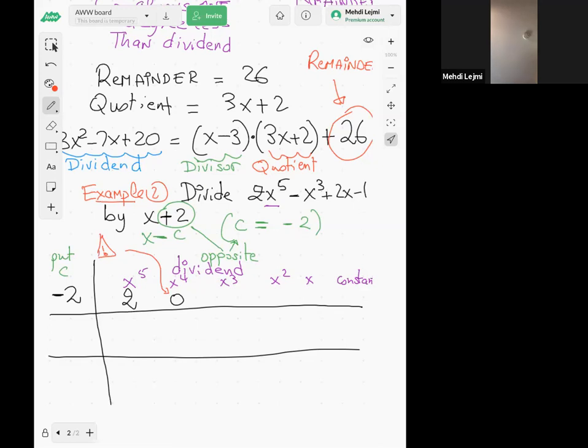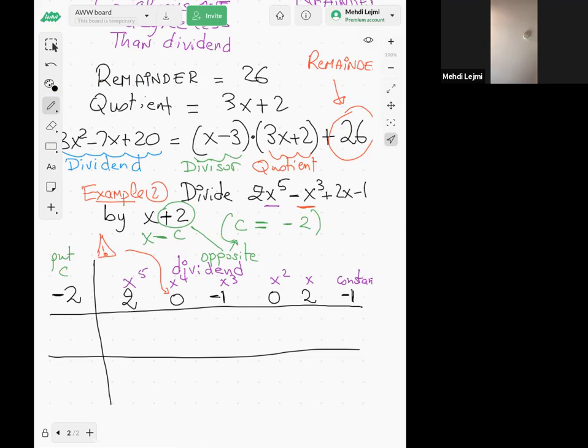Okay. Now x cubed. Well, it's minus 1, I mean minus x cubed. So it's gonna be negative 1 x cubed, right? X squared, there's no x squared, so we're gonna put 0. Is there an x? Yes, we actually have 2 x's, plus 2x. And then what about the constant at the end? It's negative 1.